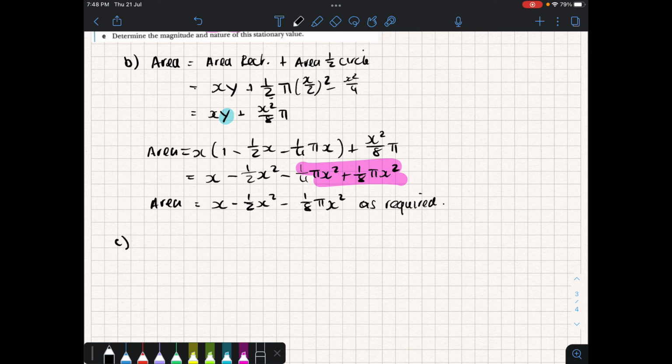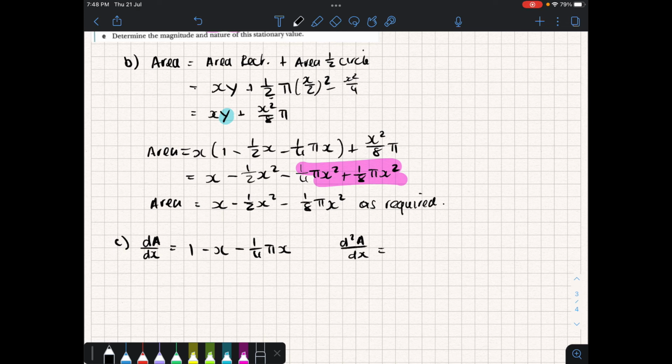So C, let's find dA on dx. So we're differentiating the area with respect to x. So we can just use the power rule. So x becomes 1. And then we're multiplying by the power, so this half is going to go away. So we'll get minus x. And then we're multiplying that 2 by the 8th, and we're getting minus a quarter pi x. So there's my derivative.